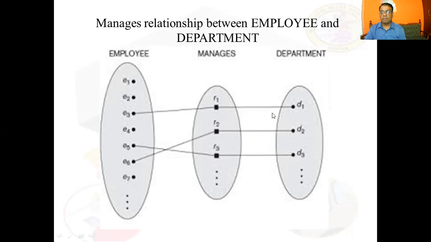It specifies the maximum number of relationship instances that an entity can participate in. See, D1 cannot have two managers. Only one employee manages one department. So in all the cases, it is 1. Now this manages is a 1:1 relationship type.